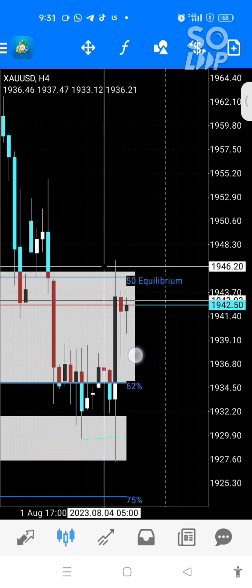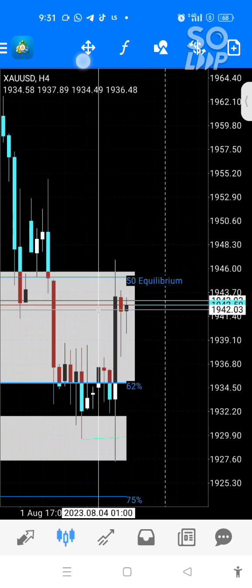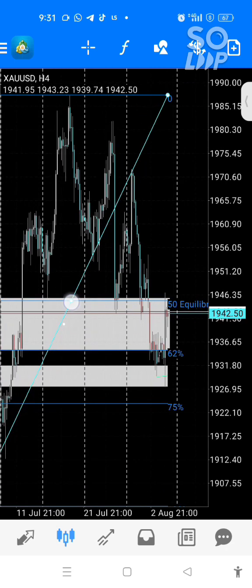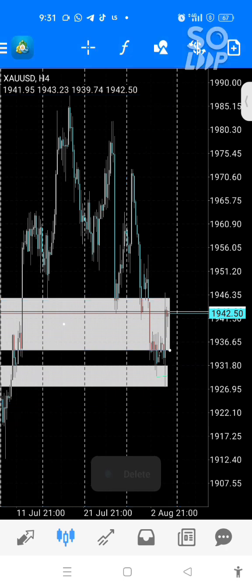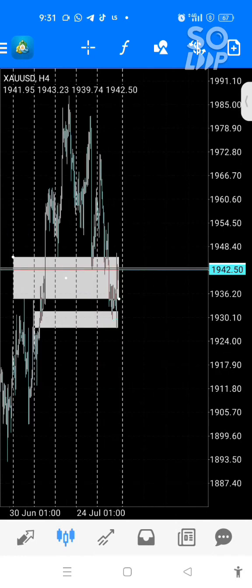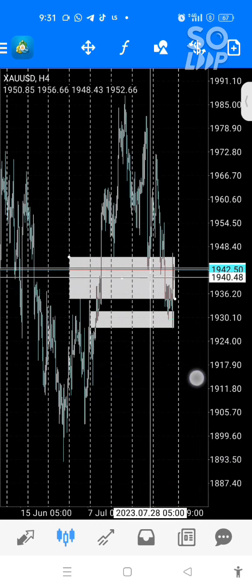You can see it's exactly above 50% of that range, of this full range, from this low here to that high. So I exited at premium. You can see the model is that simple. It's not difficult. All you need is patience. You need to wait. If you can wait, then you will surely be rewarded.